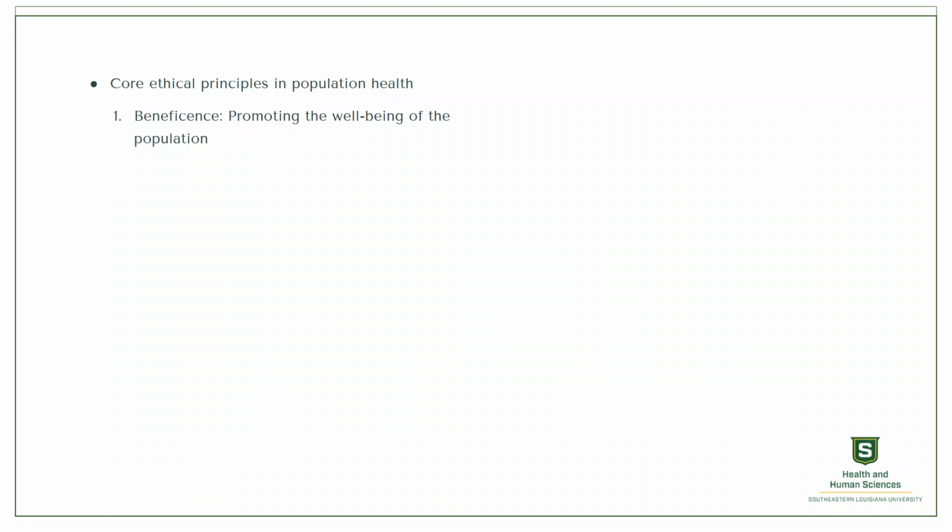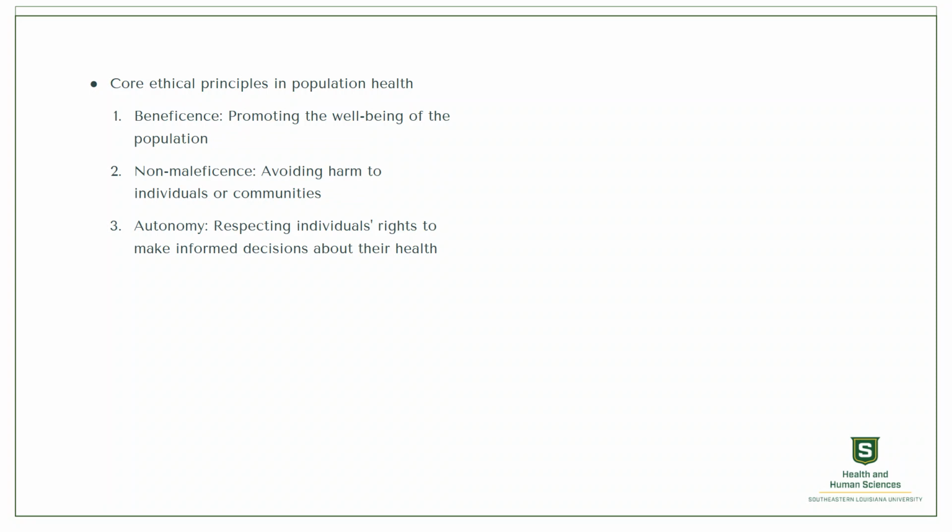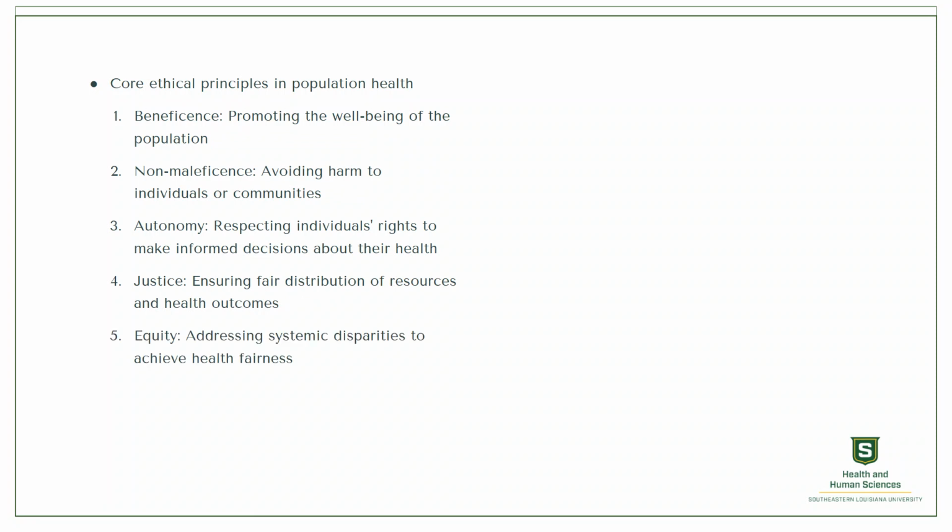The first is beneficence, which is all about promoting health and well-being of the population. Non-maleficence is about avoiding harm to individuals or community. Autonomy is respecting individuals' rights to make informed decisions about themselves and their health. Justice is ensuring fair distribution of resources and health outcomes. And the fifth one is equity, which is addressing systemic disparities as a means to achieve health fairness.